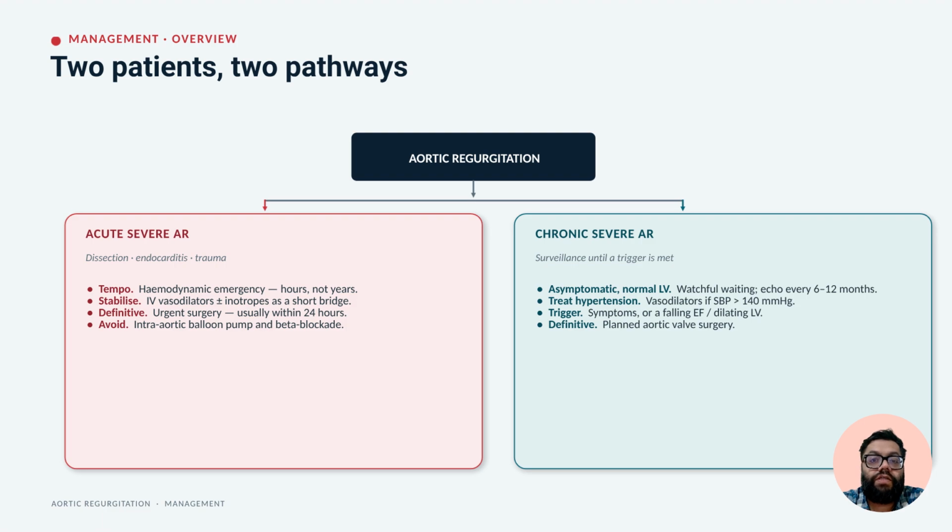On the right is chronic severe AR, the watchful waiting patient. If they are asymptomatic with a normal ventricle, you survey them with echocardiography every 6 to 12 months and treat any hypertension. You intervene only when a trigger is crossed, the onset of symptoms, or a ventricle that is starting to fail or dilate. Both roads ultimately lead to surgery. Because the lesion is mechanical, the difference is entirely one of tempo and timing.